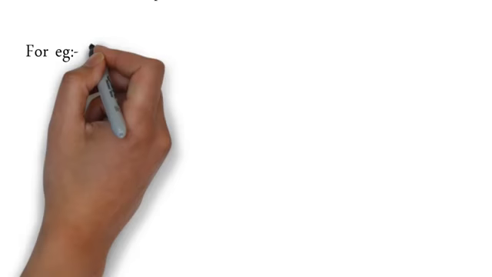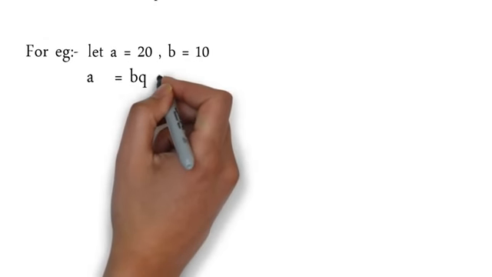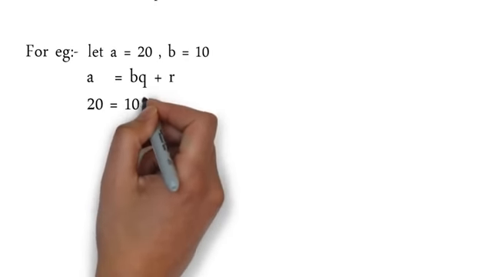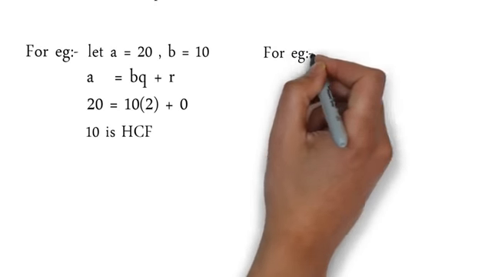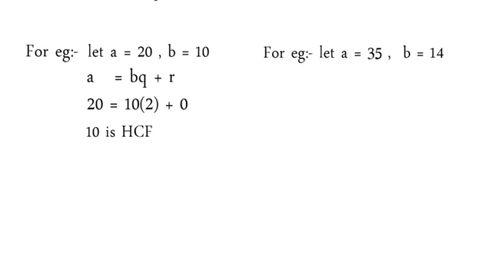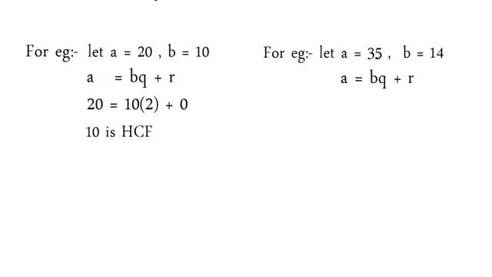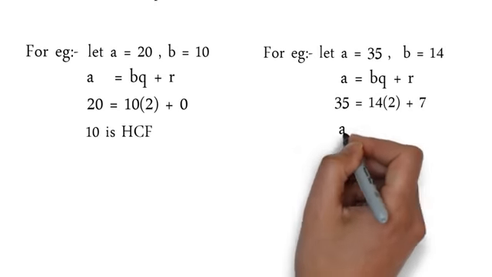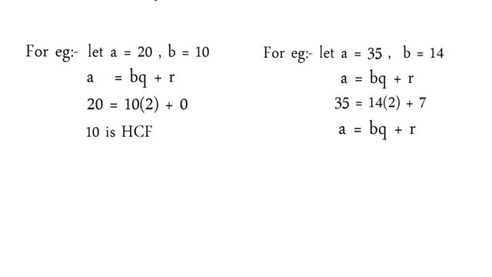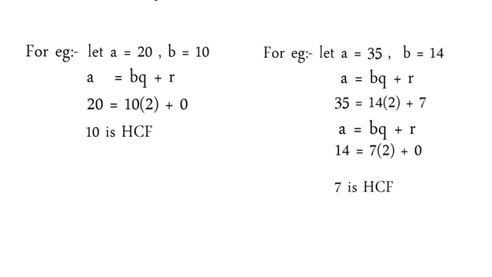For example, let a be 20 and b be 10. a is equal to bq plus r. So, 20 is equal to 10 into 2 plus 0. And hence, 10 is the HCF. Let's take another example. Let a be 35 and b be 14. a is equal to bq plus r. So, 35 is equal to 14 into 2 plus 7. Again, a is equal to bq plus r. So, 14 is equal to 7 into 2 plus 0. Here, 7 is the HCF.